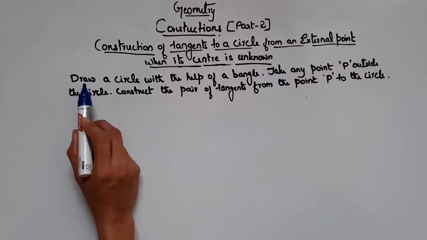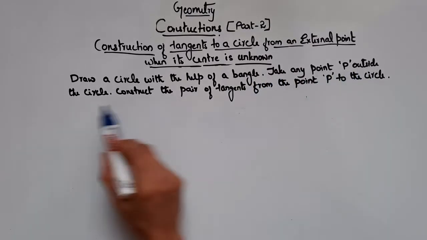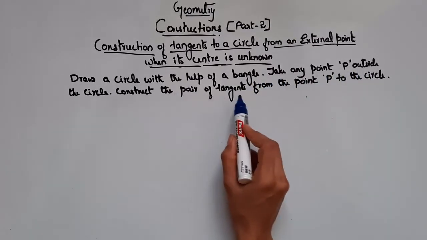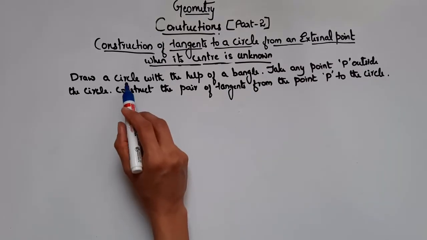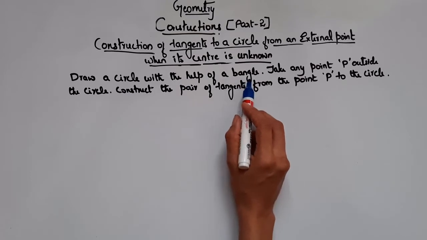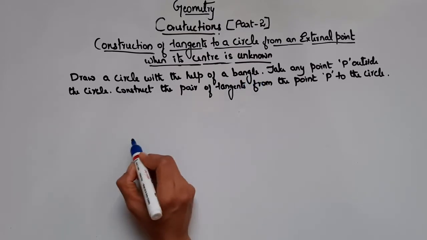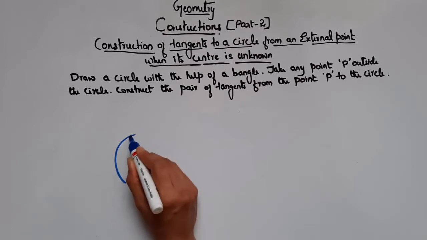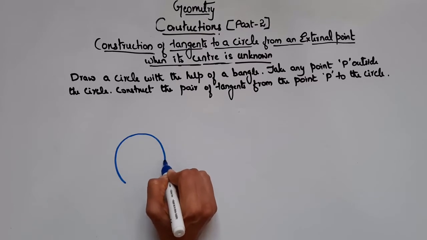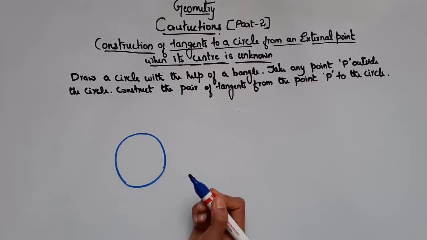Here it says, draw a circle with the help of bangle, take any point P outside the circle, construct the pair of tangents from the point P to the circle. So here it says, we have to draw a circle with the help of bangle. That means, here center is unknown. So first let's draw a circle by using bangle. If you have bangle, you can use your bangles to draw a circle. If not, take any radius and draw a circle like this.